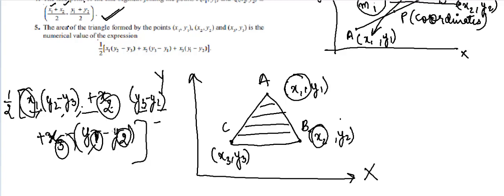This completes your coordinate geometry, because this chapter is not about coordinate geometry, it is about the application of coordinate geometry. By knowing coordinate geometry, you can find the areas of triangles, and you can calculate the coordinates which divide the two line segments and all.